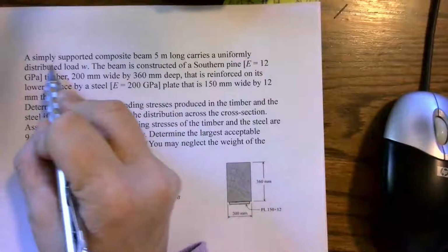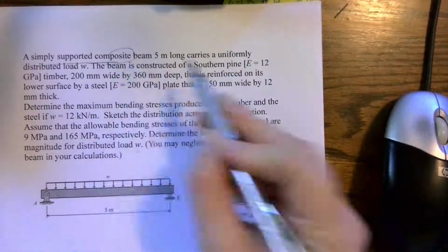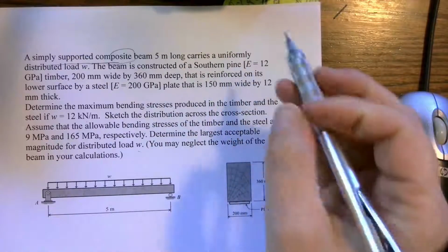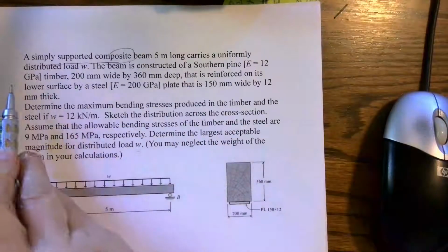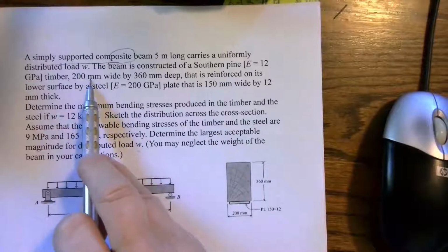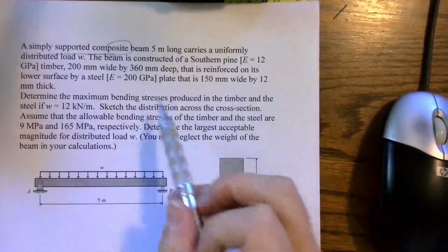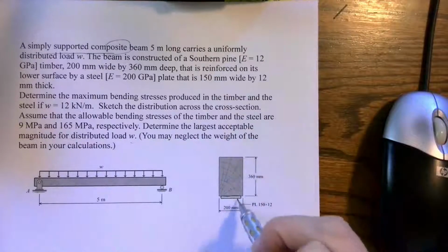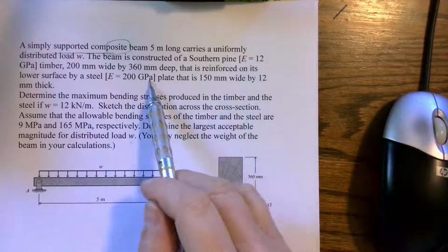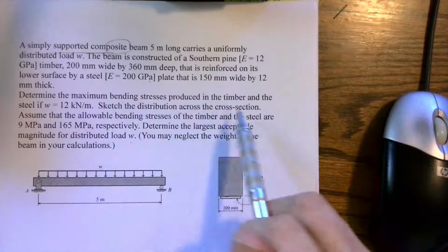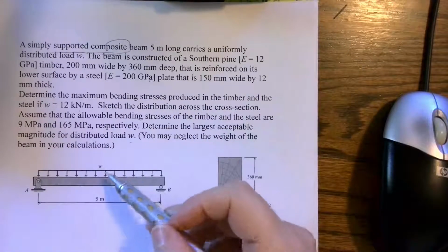So we have a simply supported beam, composite, that is 5 meters long. It carries a uniform load. The beam is constructed of southern pine, so we have our modulus of elasticity. We have the dimensions of the beam, and we have a reinforcement on the bottom of steel, and its modulus and its dimensions, and we want to determine the maximum bending stresses produced in the timber and the steel given W.